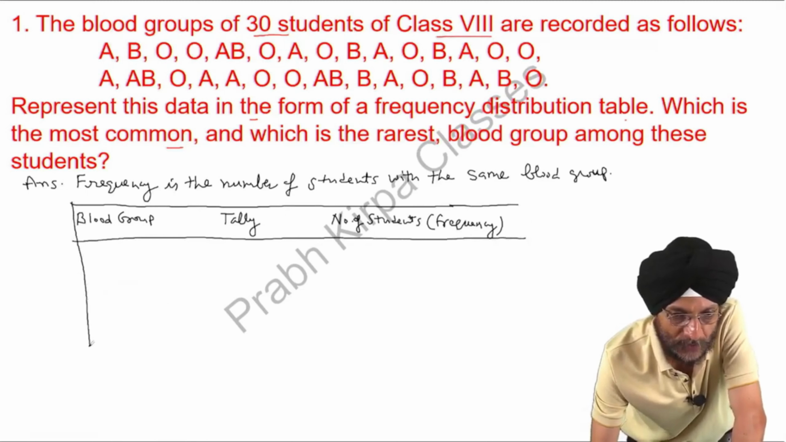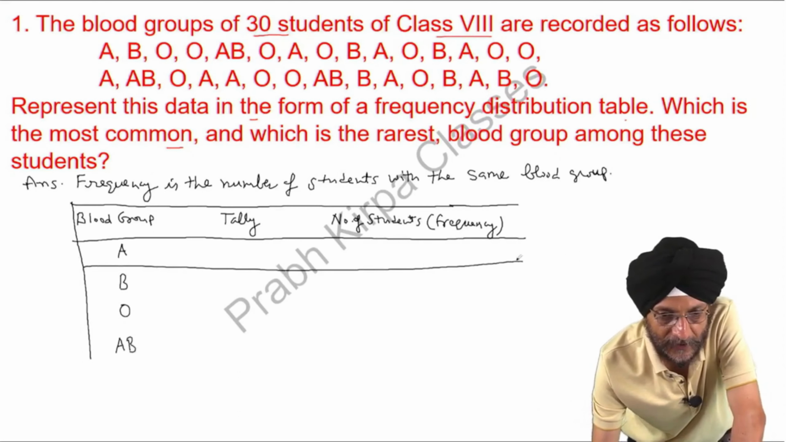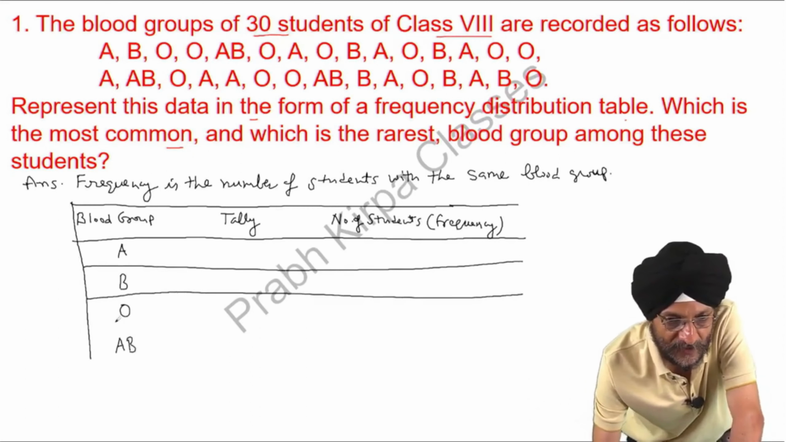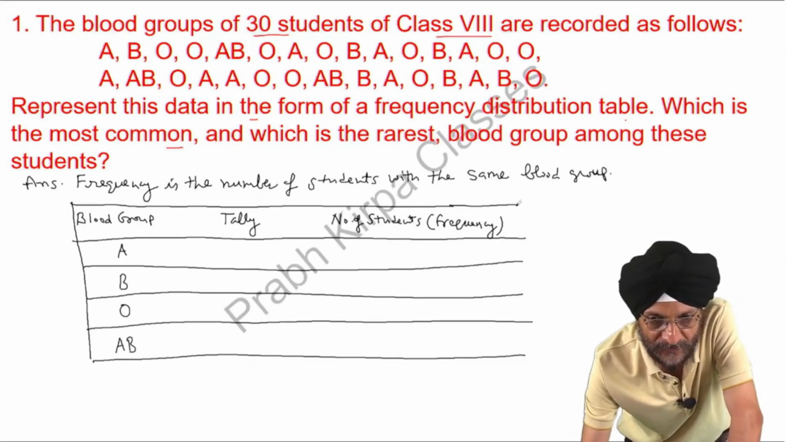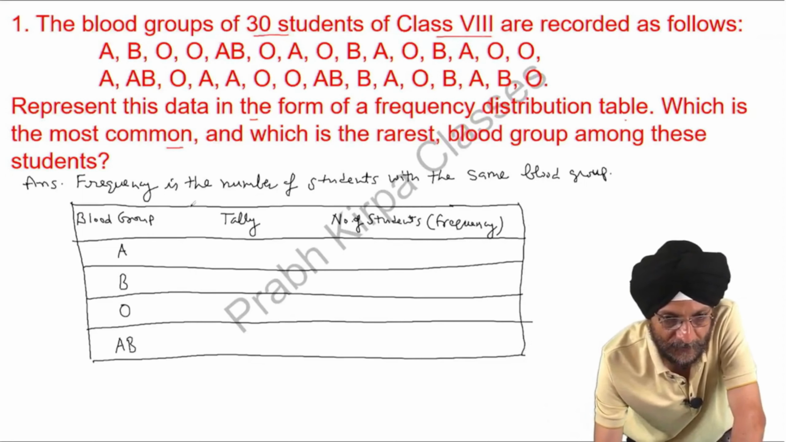Now, how many blood groups are there? There are A, B, O and AB. This is the table which we have formed.